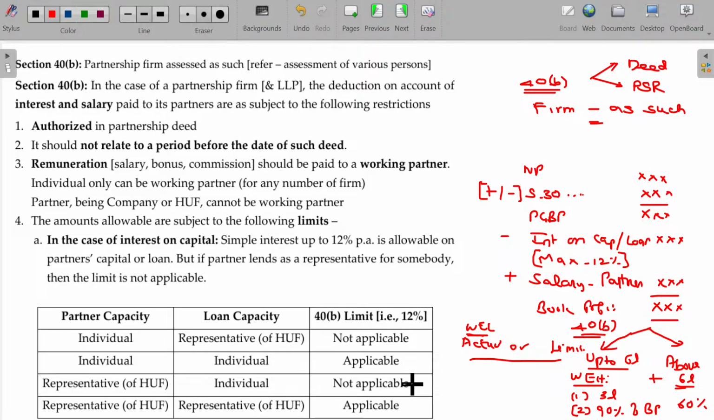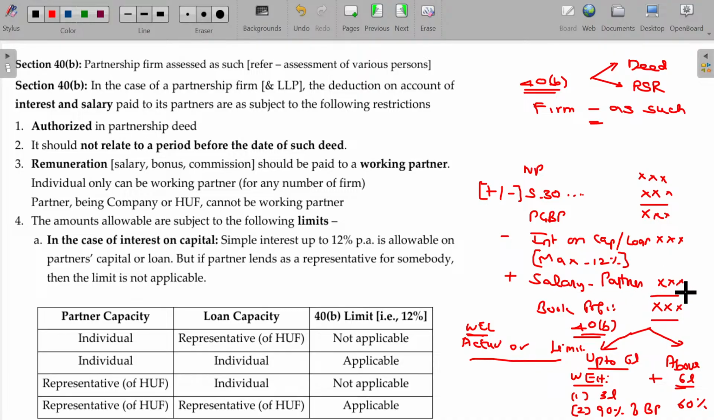Net profit plus or minus the provisions we have applied under sections 30 onwards, 30, 31, 32 and all. Based on that, some may be deductible, some may not be deductible. So we do all the adjustments and arrive at the PGBP. From that, interest on capital and loan to the extent of 12% maximum, but if only 10% is allowed, then you can take that 10%. Beyond 10%, the balance will be disallowed.